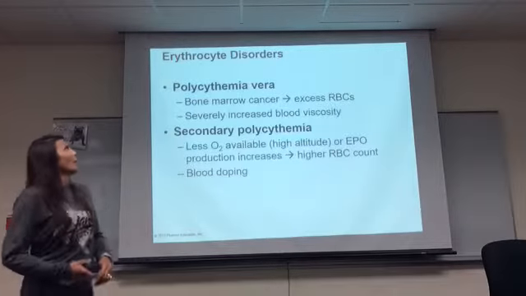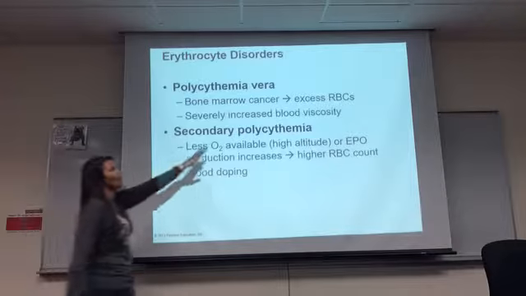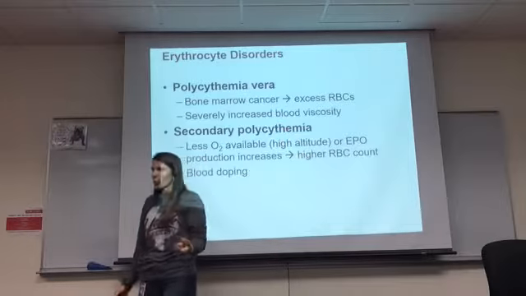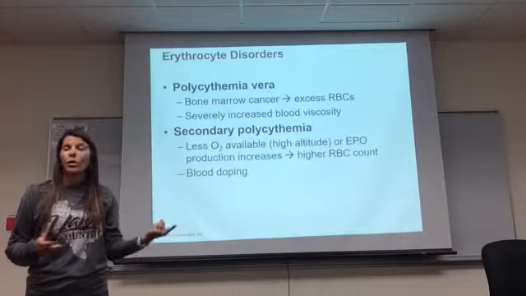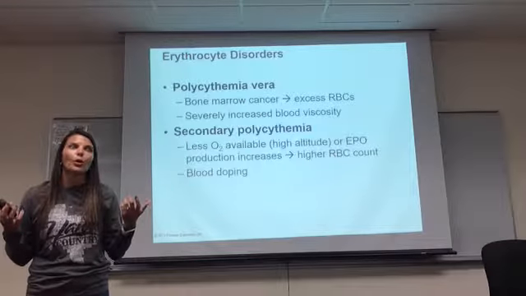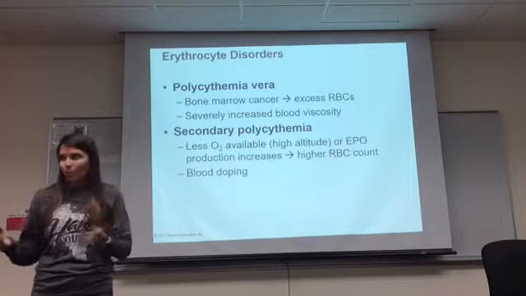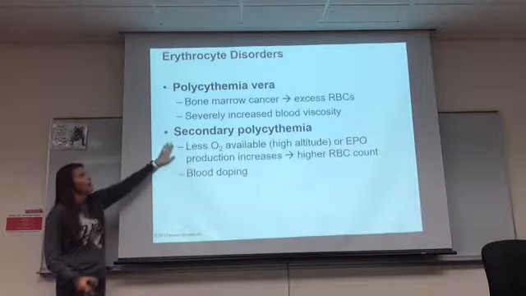Okay, erythrocyte disorders. Polycythemia vera is ultimately bone marrow cancer. Cancer means you produce the cells too many too fast, and they don't know how to work right. So it mentions here you have an excess of red blood cells. The problem with too many red blood cells, especially too many immature red blood cells: first of all, they don't know how to carry oxygen the way they're supposed to, and your blood is super thick. That's a problem. So it causes premature clotting, issues with all of that.